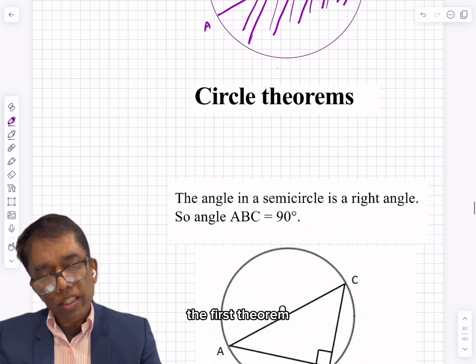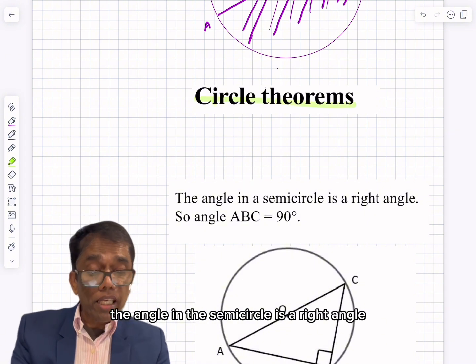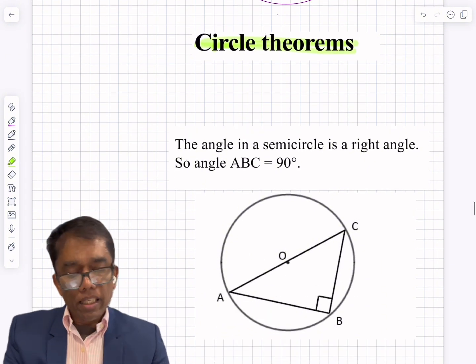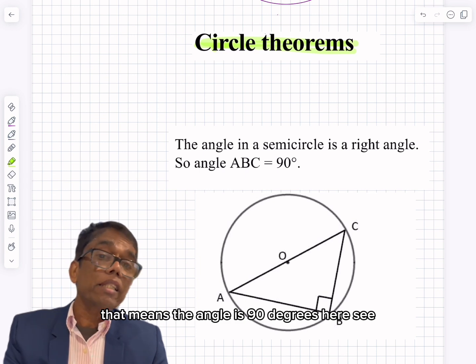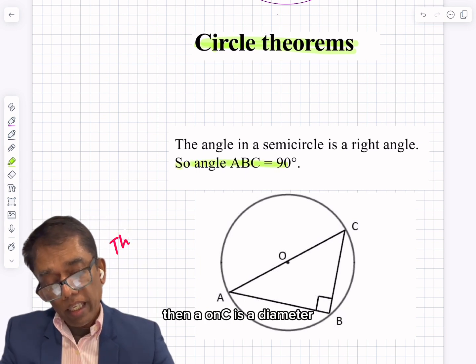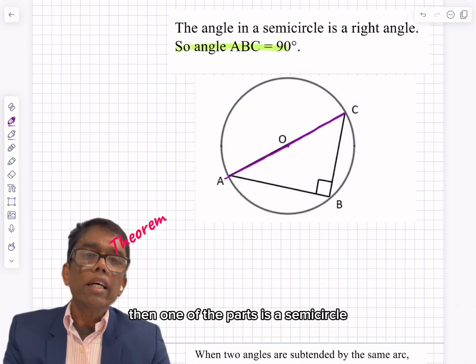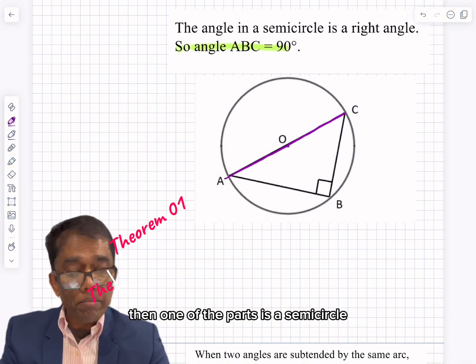The first theorem says the angle in a semicircle is a right angle. That means the angle is 90 degrees. Here, see, AOC is a diameter. Then one of the parts is a semicircle.